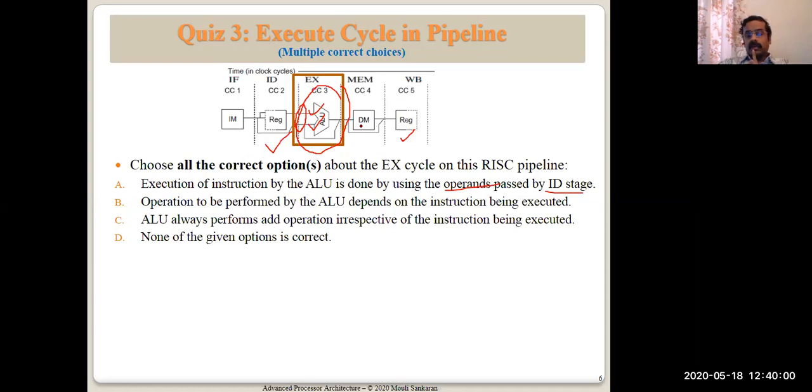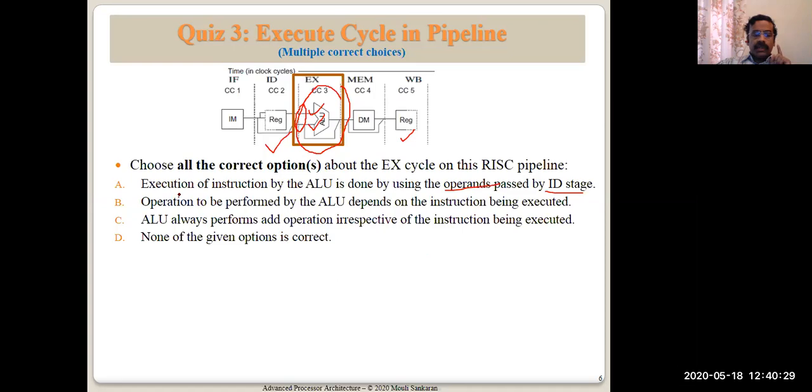It is passed. And then in B, what if the instruction is being decoded instead of executed? In B, what is B? Okay, B is: operation to be performed by ALU depends on the instruction being executed.